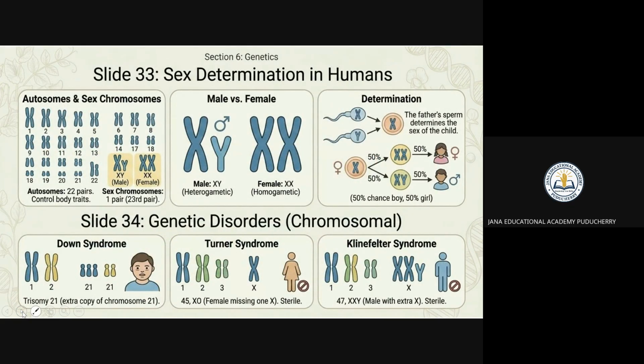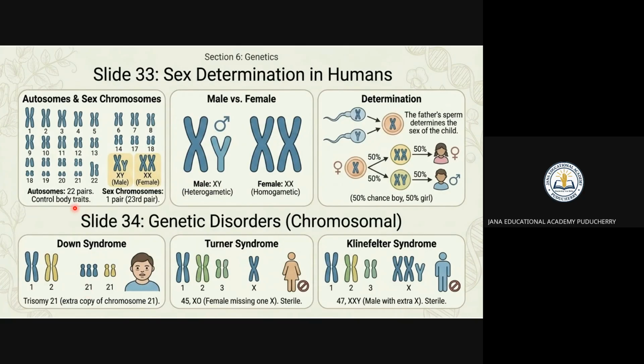Next one, you can see sex determination. If it is a female, XX will be there. You can see that is homogametic. A male is XY, right? That means the father determines the sex of the child. I already told you that there are 23 pairs of chromosomes. 23 pairs is 46 chromosomes, right?